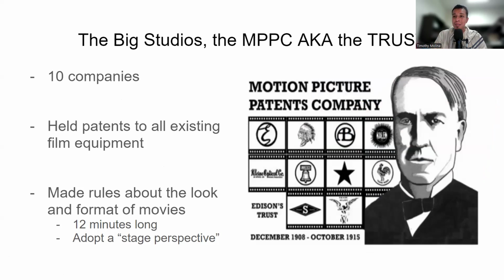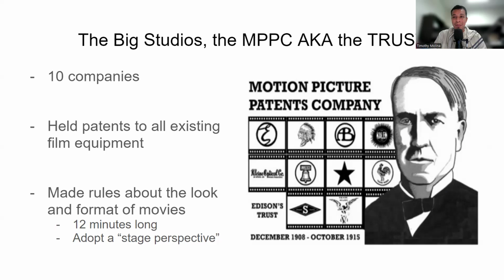So, the big studios at the time were all operating in Manhattan in the New York area. And what was important here to understand is that Thomas Edison was a huge innovator. He had a lot of power, and he actually had a lot of patents on particular cameras that were being invented at the time. And so he had an opportunity to gather 10 studio companies, and they created this sort of partnership known as the MPPC, and it stands for the Motion Picture Patents Company. And it was known as the trust.